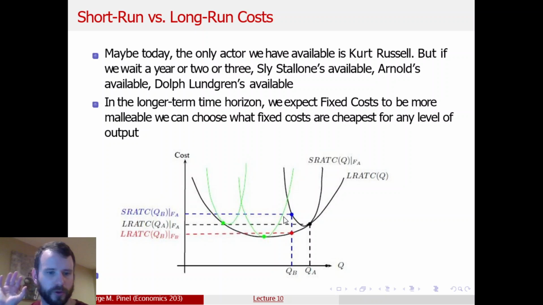Okay, so for the range of all possible fixed costs, what is the minimum total cost, average total cost that I can get for that particular output? That will determine your long run average total cost. Okay.